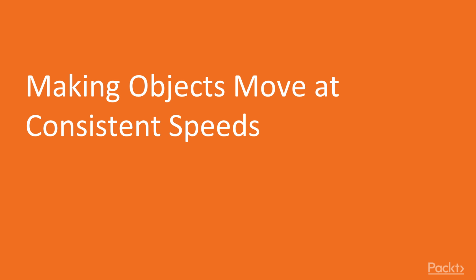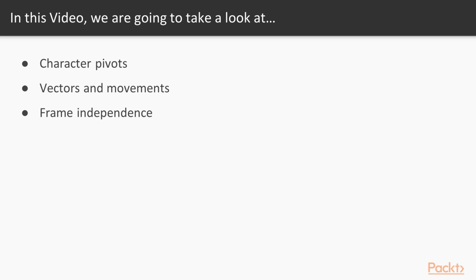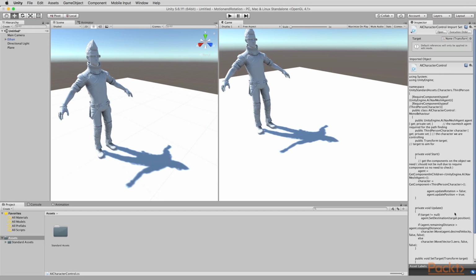In this video, we're going to take a look at character pivots and how we can make them move using vectors. Specifically, we'll also see frame independence, that is, how we can make the movement of the character independent from the frame rate of the game. In this video, I want to consider the fundamentals of movement and motion using vectors for objects inside 3D space.